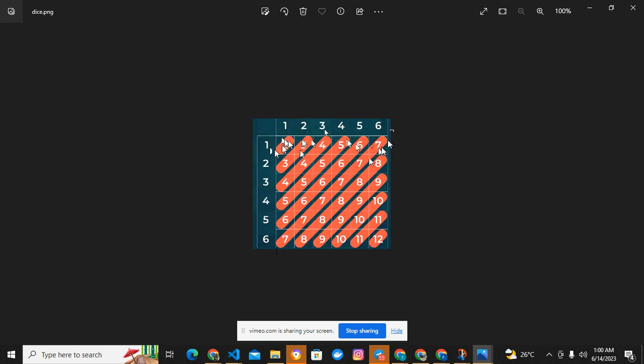1, 2, 3, 4, 5, 6. Check this table, you will see that it occurs 6 times. So invariably you can now say P of 7 equals what? 1/6, because it's going to be 6/36. And if you further simplify, it will give you what? 1/6. So that is the most probable answer.